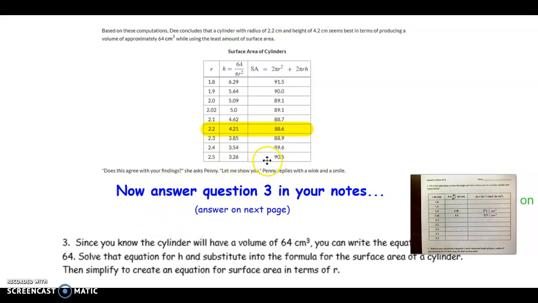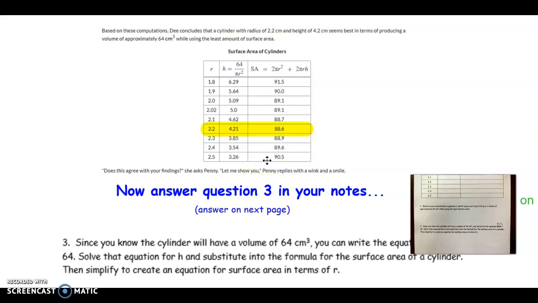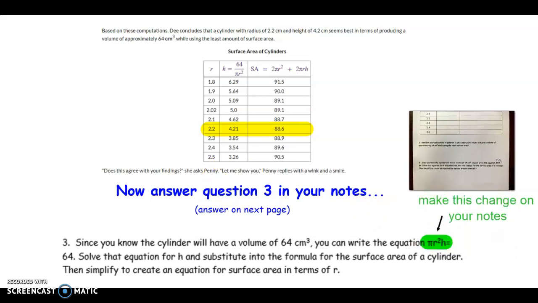So go ahead and answer question 3 in your notes, which says, since you know the cylinder will have a volume of 64 cubic centimeters, you can write the equation. And if you have one of the old notes, you'll need to make this change on your notes.